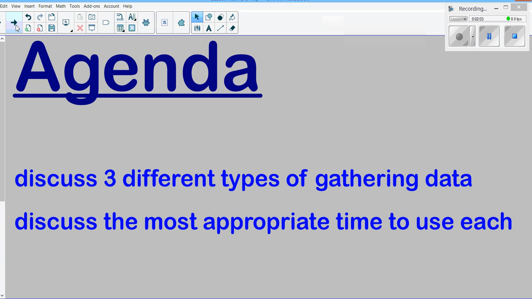Okay? We're going to discuss in this lesson 3 different types of gathering data. Specifically 3, there's many. We're just going to talk about 3, and we're going to discuss the most appropriate time to use each of the 3.